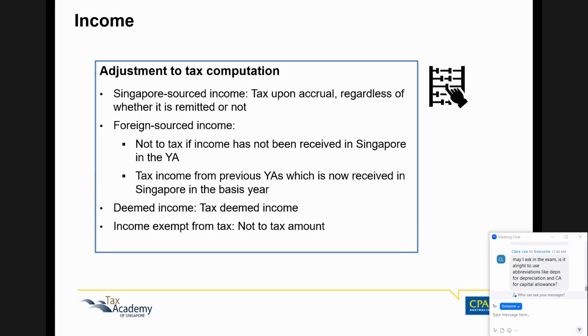Now I look at the basis here, where it is remitted. I don't need to trace back to when this foreign source income actually accrued. If it's taxable income, then you have to tax. But if it's income that's exempted from tax, then you don't need to tax that amount.